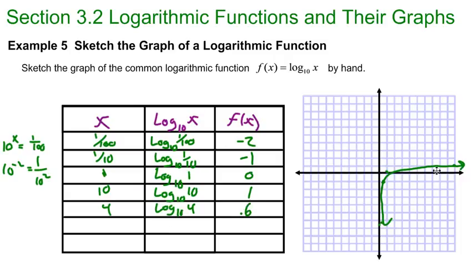And doesn't that make sense? Look, 4, 1, 2, 3, 4, 0.6, right? It's going to be in between 1 and 0, right? So good. And that's going to be our graph right there. So just notice right here that the points that we want to choose are ones that are going to be multiples of our base 10. And that's how we graph log base 10 of x by hand.